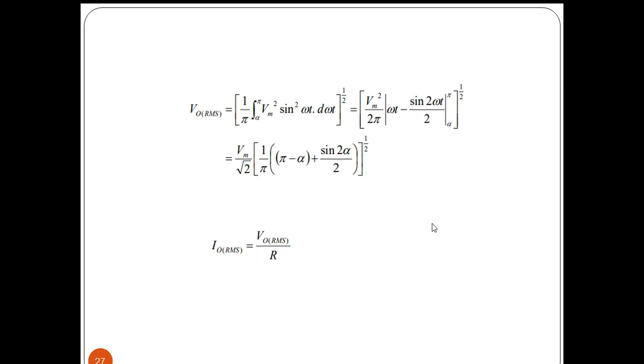The main applications of these AC voltage controllers are: domestic and industrial heating processes, transformer tap changing, lighting control, speed control of AC drives, starting of induction motors, and closed loop control systems. So these are the main applications.